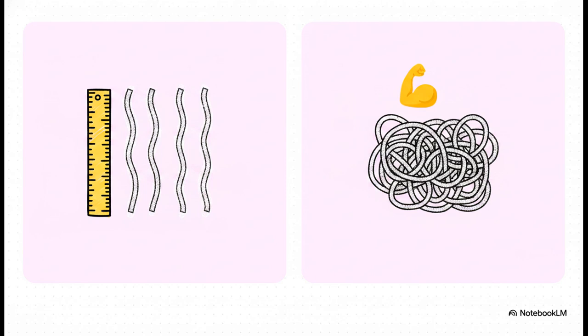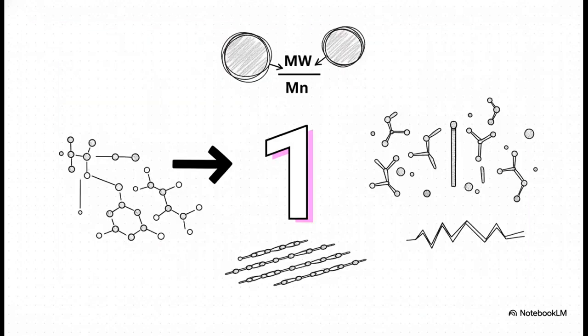So why do we care about the difference? Well, here is the golden rule for engineering. MN tells you the average size, but MW is what actually dictates the real-world strength of your material. A higher MW means you have more long chains tangling up together, and that drastically improves your material's tensile strength and viscosity.